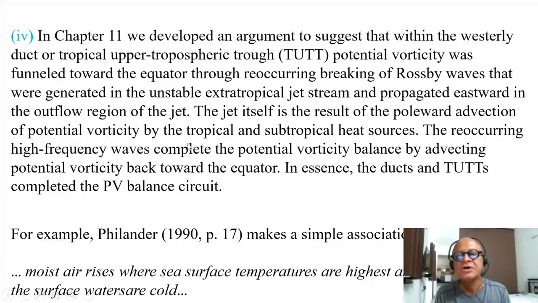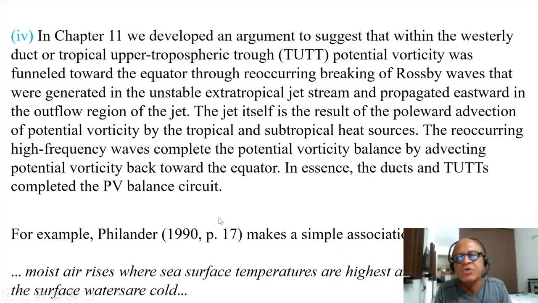in the meridional and eddy fluxes that gave us the strong westerly jet. The reoccurring high frequency waves complete the potential vorticity balance by advecting potential vorticity back towards the equator that we saw, which then gets advected westward by the easterlies, and back north. So there was the loop that we saw. In essence, the ducts and the toots completed the PV balance circuit.